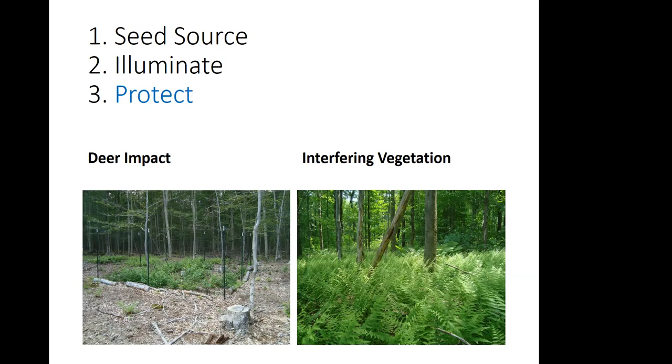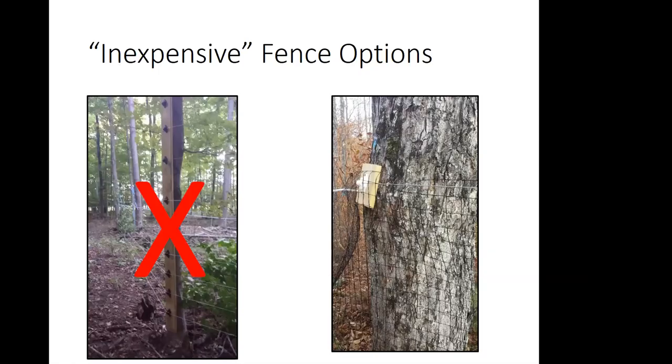The illumination is not only opening up the canopy, but also maybe doing something to manage the understory, such as you see that fern cover, whatever that interfering vegetation layer might be. So fencing will work. We did an experiment, we're wrapping it up right now. We looked at two different inexpensive fencing options. We tried 8 foot high tensile wire, and we tried 5 foot high black plastic mesh. I'll show you the data in just a second.